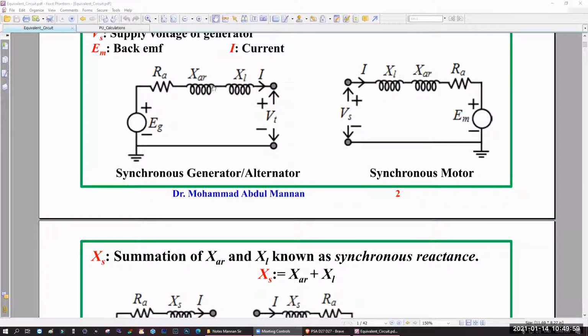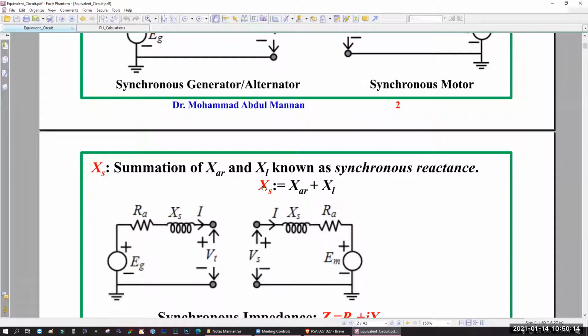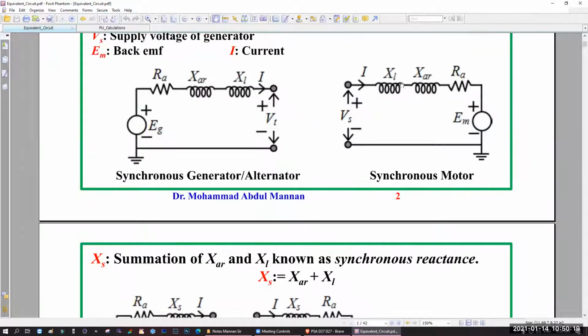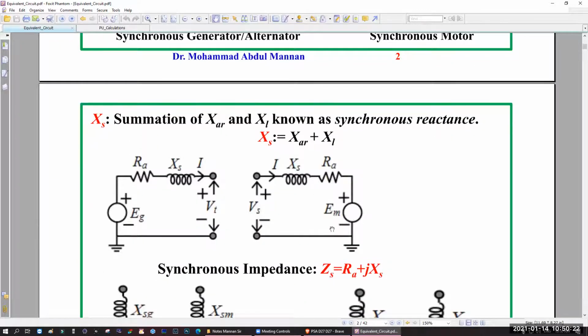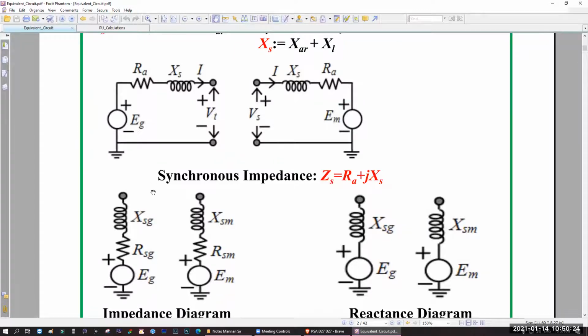You could add these two, right? Because they are in series. Can you add these two? Yes, sir. Okay. You can add these two and call it XS. XS is equal to XAR plus XL. Again, RA. Finally, you can write like this. For synchronous impedance, Zs is equal to what? Ra plus jXs, right? This is the simplified form, the synchronous impedance, simplified one.